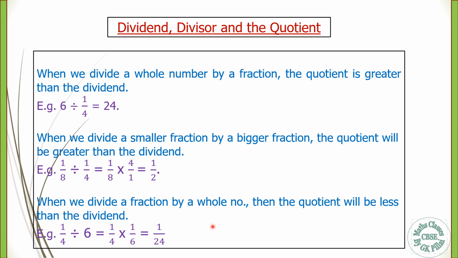And the third one, when we divide a fraction by a whole number, the opposite of this, then the quotient will be less than the dividend. 1 by 4, when you are dividing by 6, you are getting 1 by 4 into 1 by 6. This will become the reciprocal, 1 by 6. You are getting 1 by 24. This is much less than the dividend of 1 by 4.